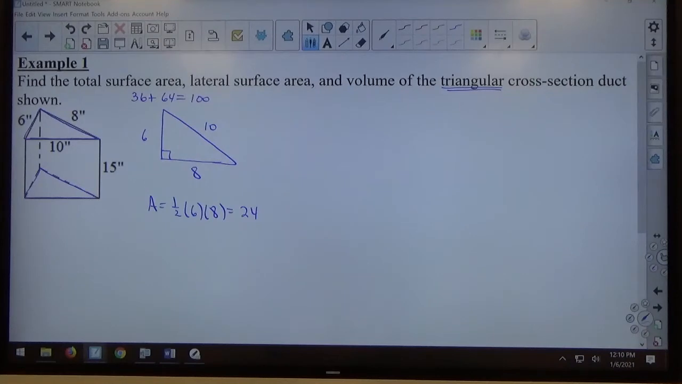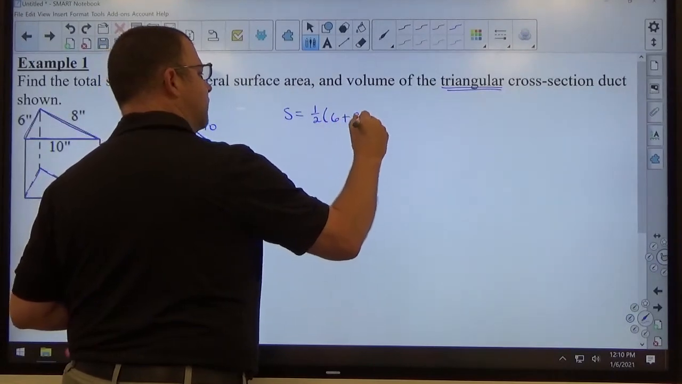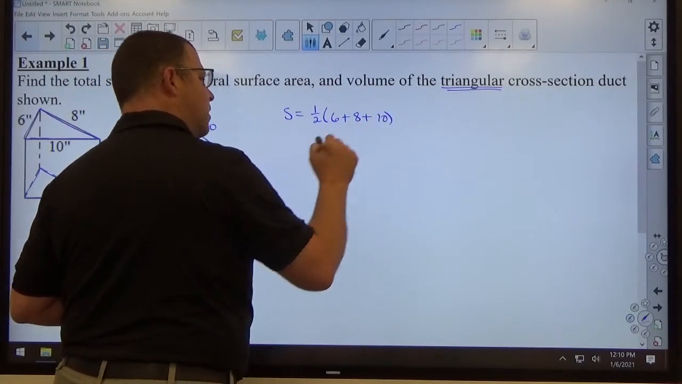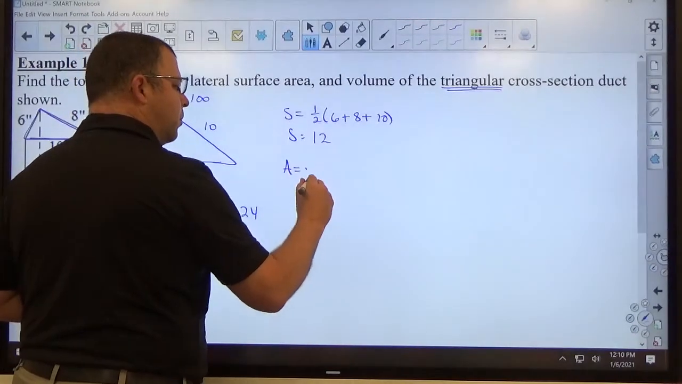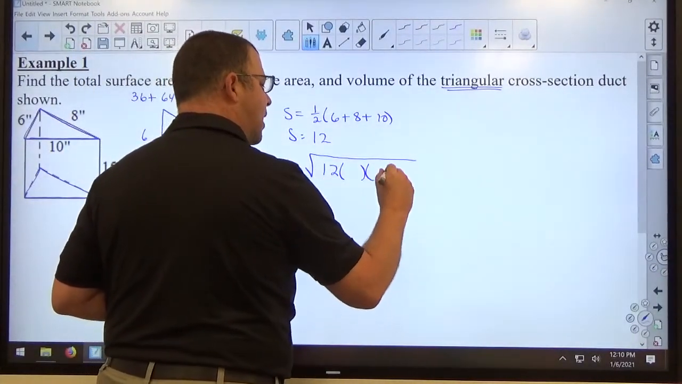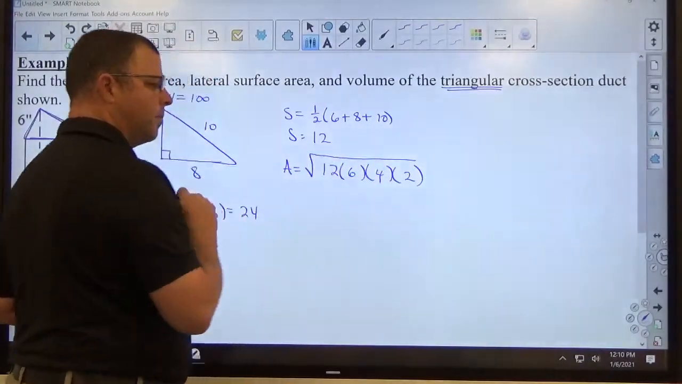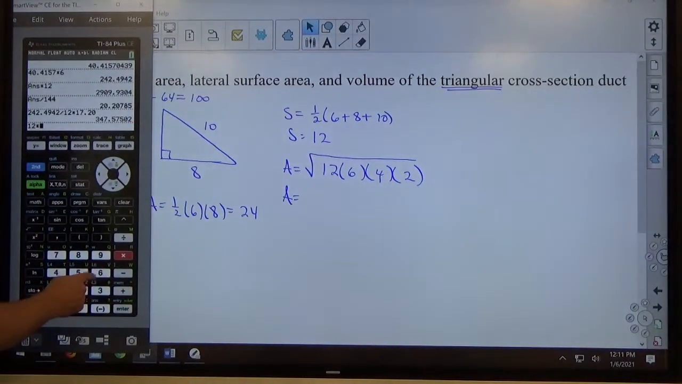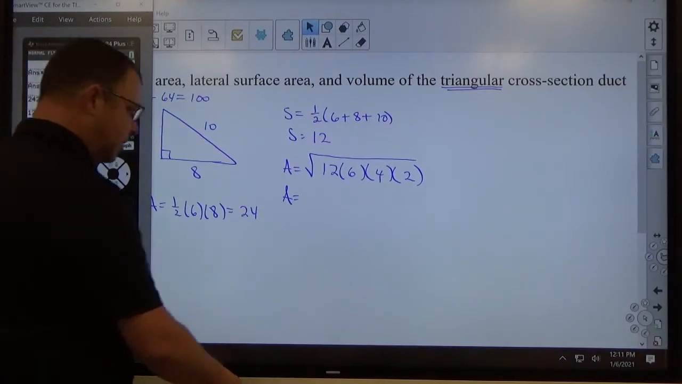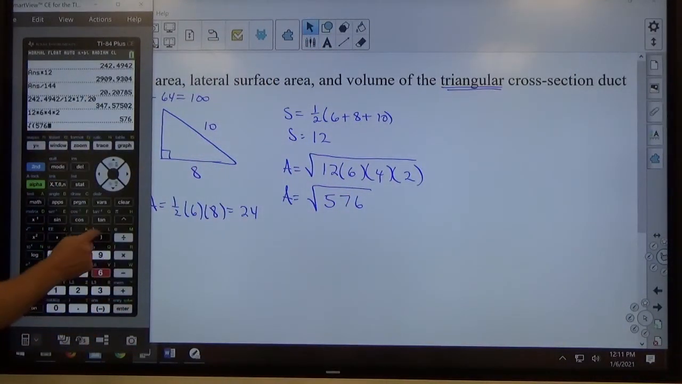Just to refresh your memory, the Hero's formula technique that we learned prior to break, we want the semi-perimeter. So half the perimeter. 14 plus 10 is 24, half of that is 12. And the area is going to equal the square root of that number times that number minus each of the three sides. 12 minus 6 is 6, 12 minus 8 is 4, 12 minus 10 is 2. Then you grab a calculator and multiply 12 times 6 times 4 times 2, which is 576. And then you square root that, which is 24.